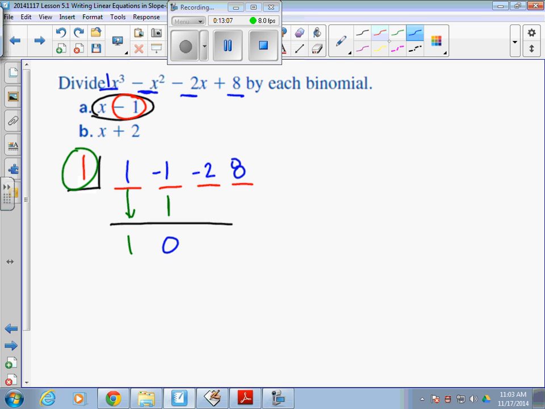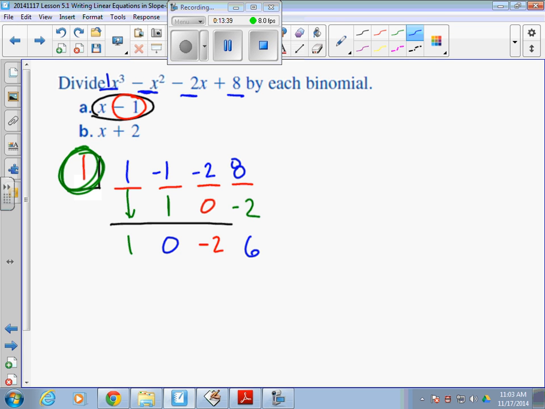When I multiply 0 back times this one, what do I get? 0. When I combine -2 and 0, what do I get? -2 and 0, when you add them, is -2. When I multiply that back times 1, what's -2 times 1? -2. When I combine 8 and -2, what do I get? 8 minus 2 is what? 6. Those are the correct numbers. We got all of the correct numbers.